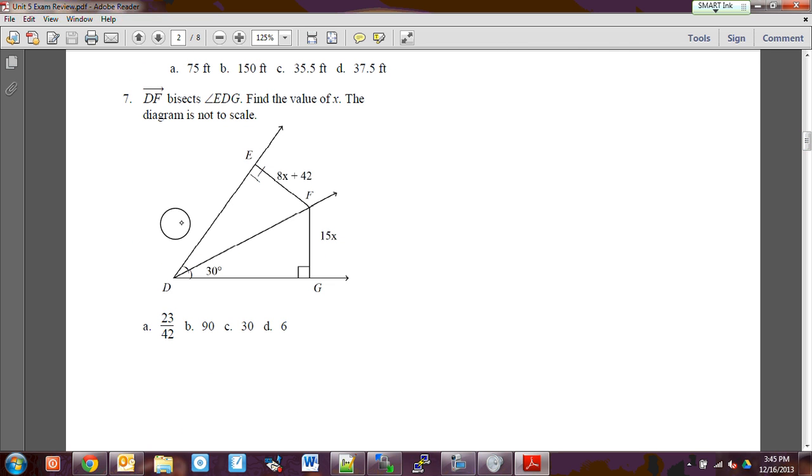Okay, and number 7, last one on this page. It says DF bisects EDG, find the value of x. So we know this bisects it, so we know that these two lines are congruent. They're going to be the same length. So you take 15x, it's equal to 8x plus 42, and solve for x. Minus 8x, minus 8x. 15 minus 8 is 7x equals 42. Divide both sides by 7. So x equals 6. So the answer is D, 6.